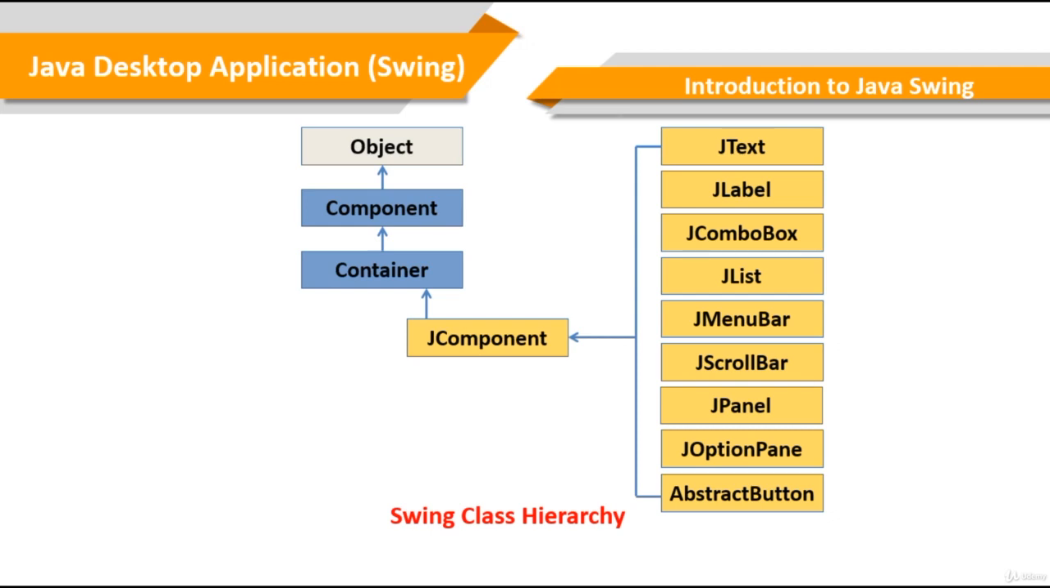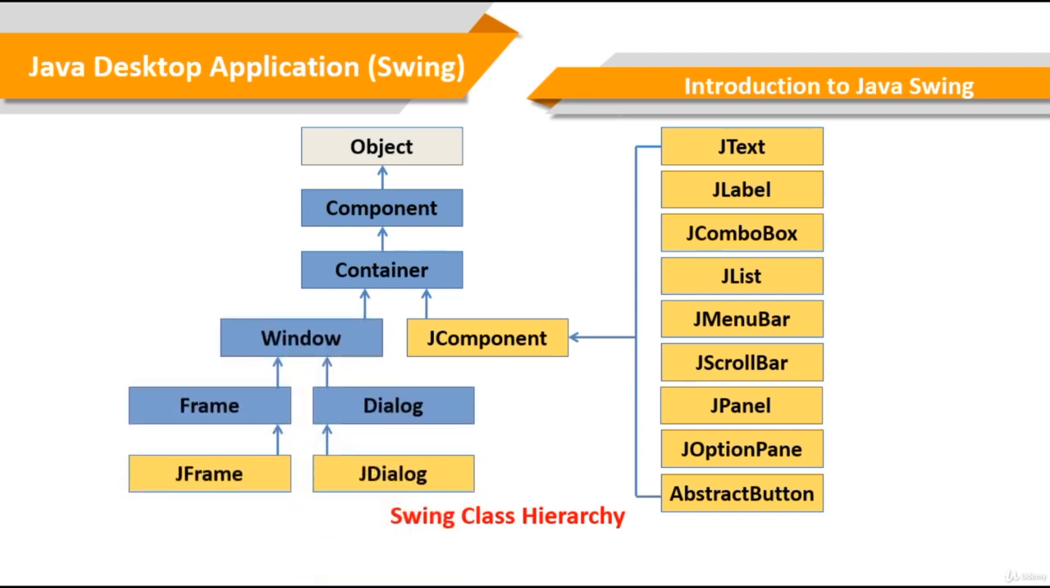JText, JLabel, JComboBox, JList, JMenuBar, JScrollBar, JPanel, JOptionPane, and JButton as AbstractButton extend the JComponent class. Also, the JFrame extends the Frame and JDialog extends the Dialog class. Both the Frame and the Dialog class extend the Window class.